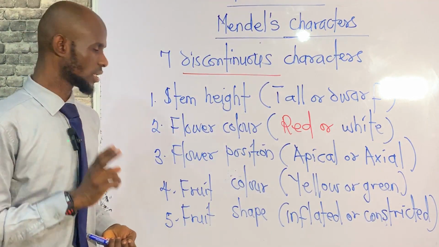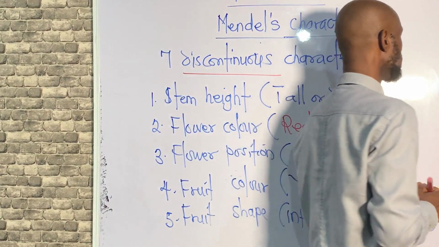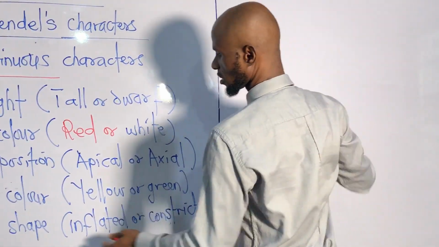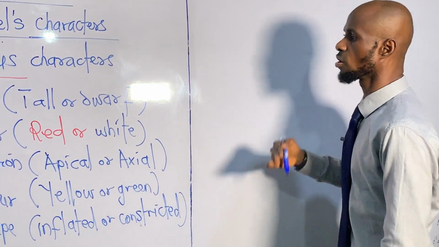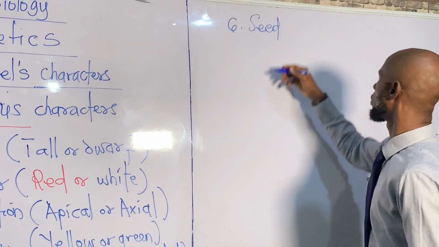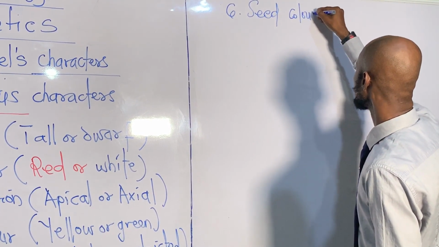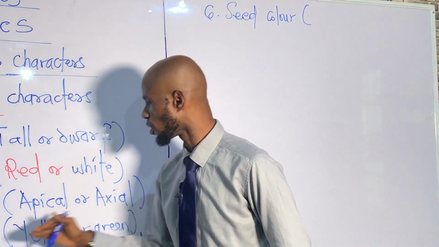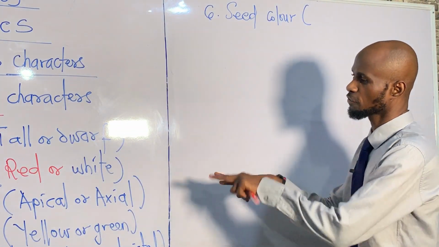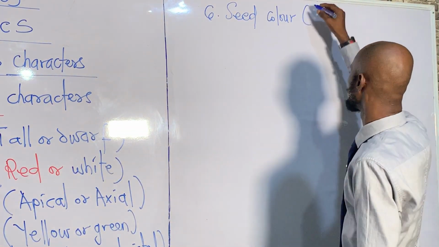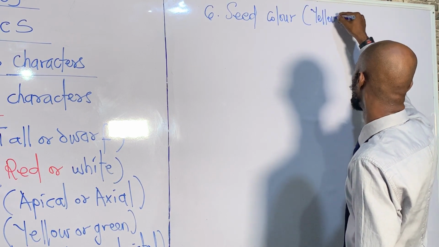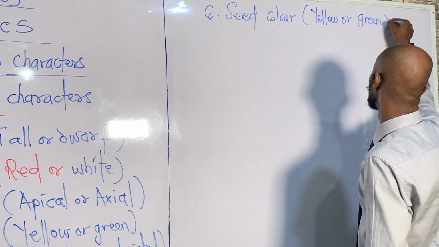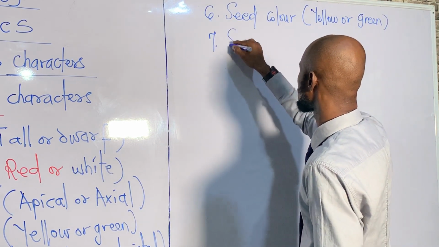So we have the last 2, which is the seed now. So the seed, that's number 6. So we talk about the seed color, as we have taken color for flower and the fruit. So we have the seed color. The same color we have for the fruit will also be for the seed, because the fruit and seed, they go together, don't forget that. So we have yellow or green.